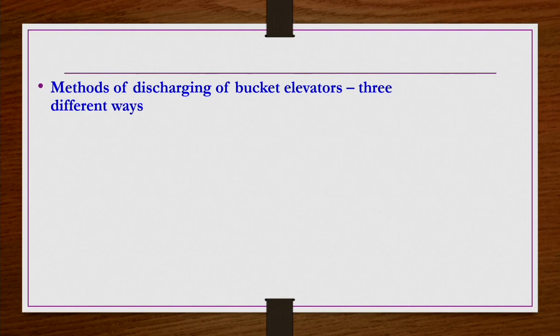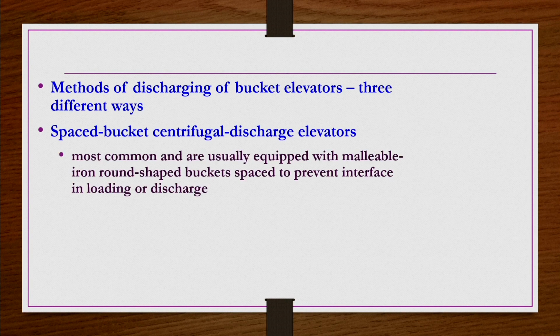Next, coming to the methods of discharging of bucket elevators, here also three different ways are possible. The first one is the spaced bucket centrifugal discharge elevators, which are most common and are usually equipped with malleable iron rod shaped buckets spaced to prevent interference in loading or discharge.